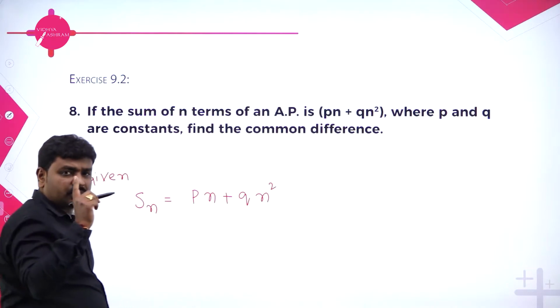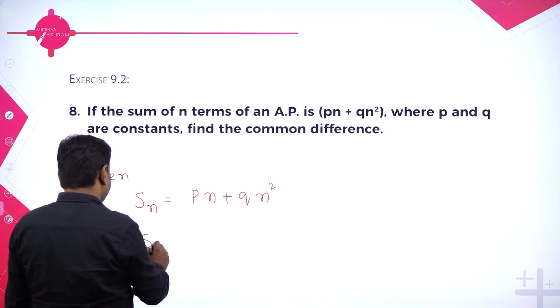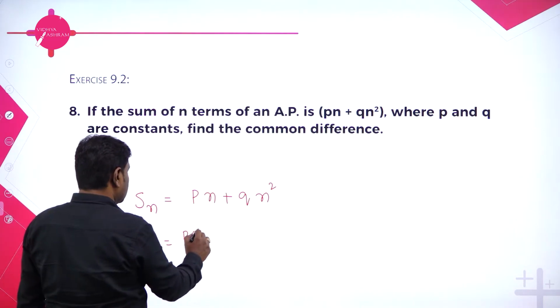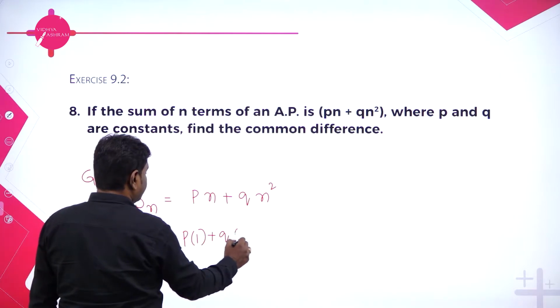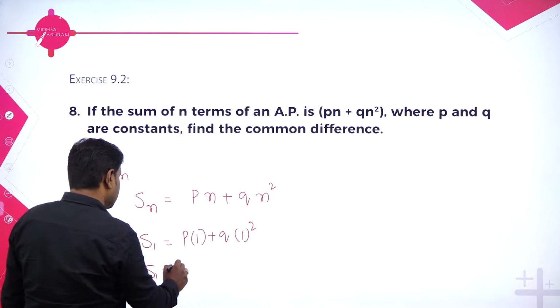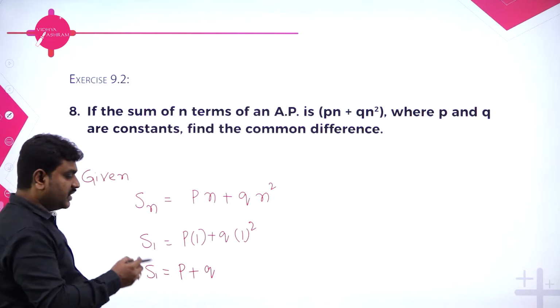Now I'll find the sum of one term. Sum of one term means it is the first term. S1. S1 is, in the place of n put 1, P into 1 plus Q into 1 square. That becomes S1, the sum of one term or the first term, which is P plus Q. This itself is a or a1.